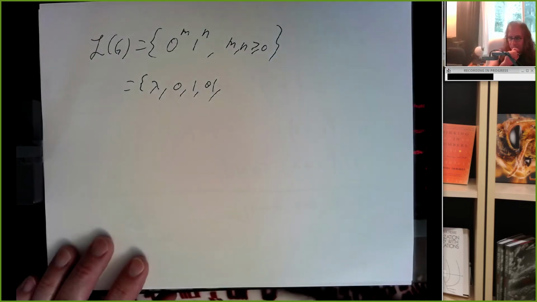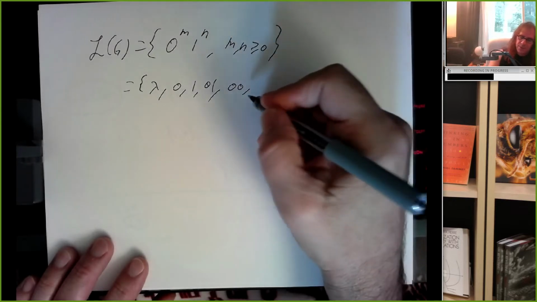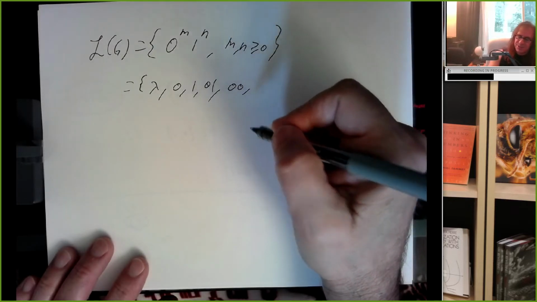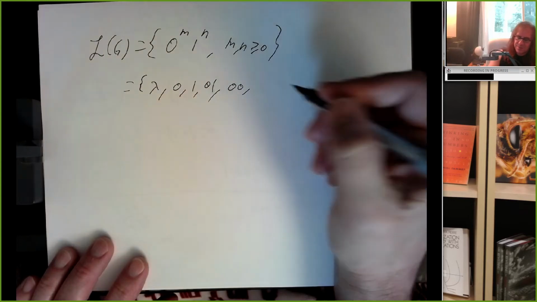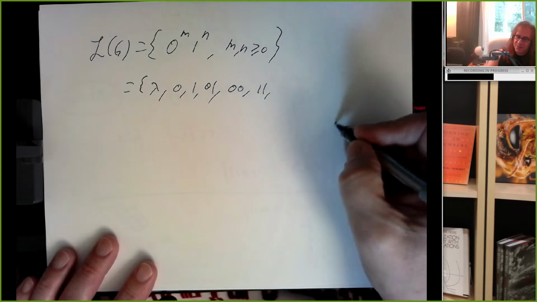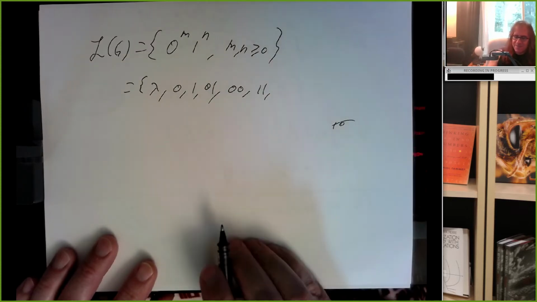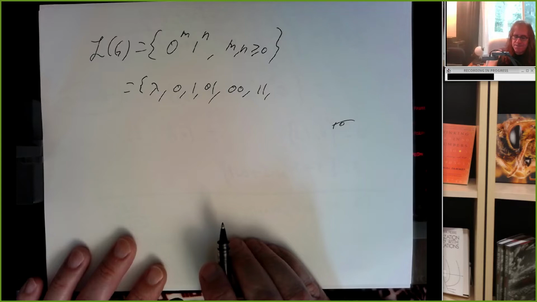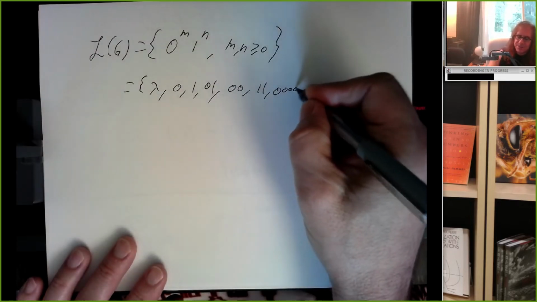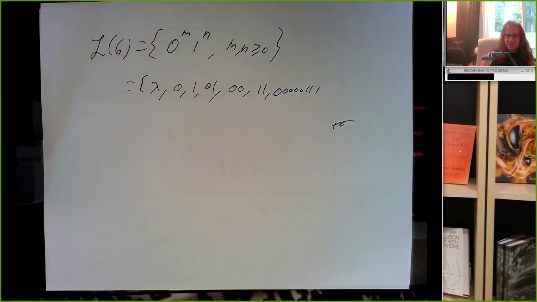Might as well also add 0, 0, 1, 1. What else? 1, 0? Is 1, 0 a part of it, though? Oh yeah, no, it's not. Right, it's not. But how about this? Is that good? Yep.